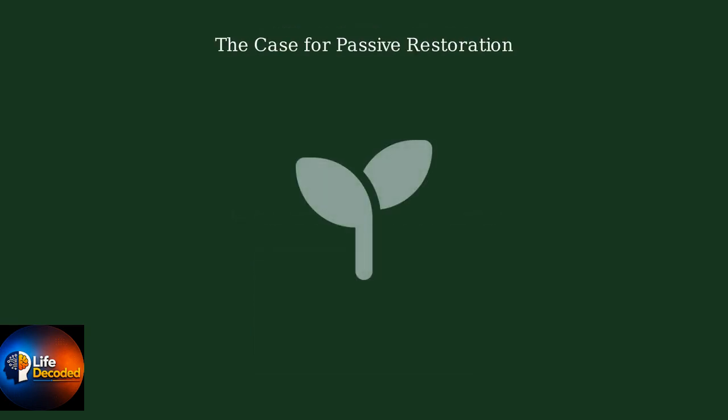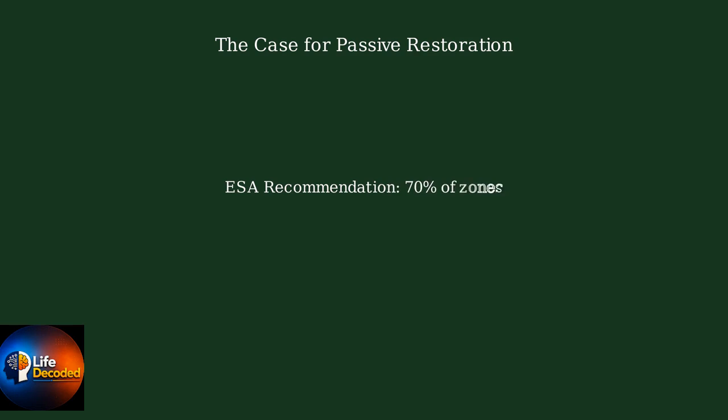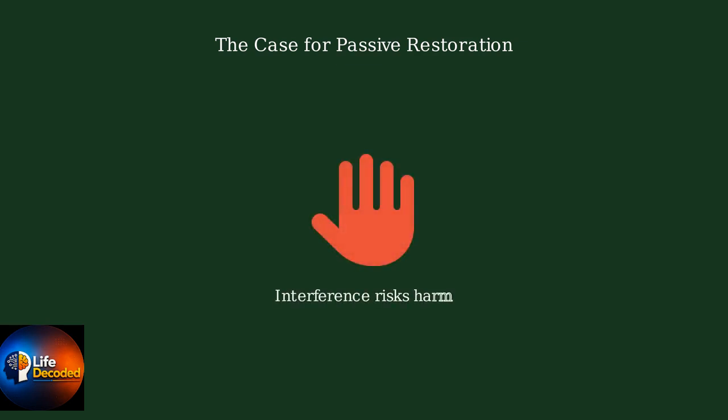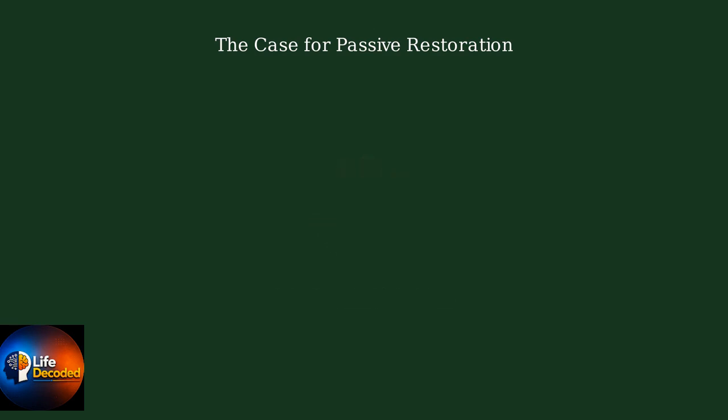In the field of ecological recovery, the most effective tool is often simply leaving nature to its own devices. This is known as passive restoration. The Ecological Society of America suggests that for roughly 70% of disaster zones, passive restoration yields better results than human intervention.